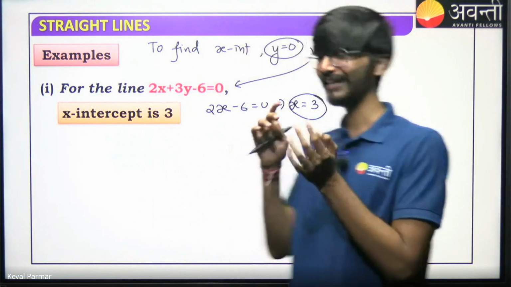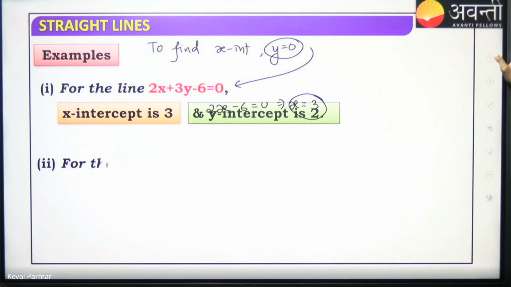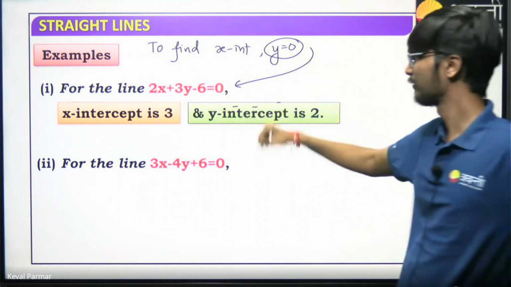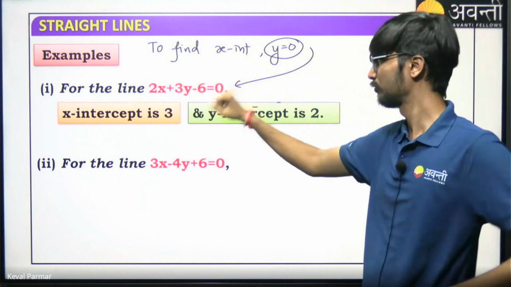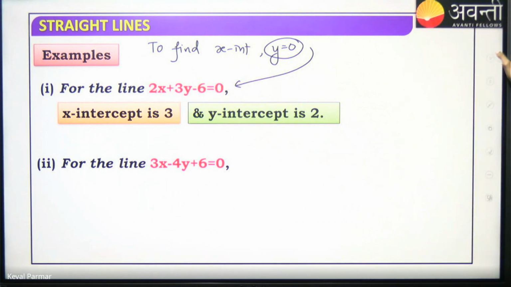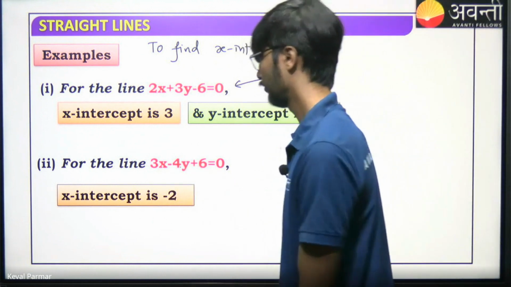So let's see if our answer is correct or not. So we got y-intercept is 2. Yeah, sorry. You can see y-intercept is 2. Why y-intercept is 2? Because we put x equals to 0. Now for this line, can you tell me x-intercept is minus 2? Why? If we put y equals to 0, we'll get x equals to minus 2.